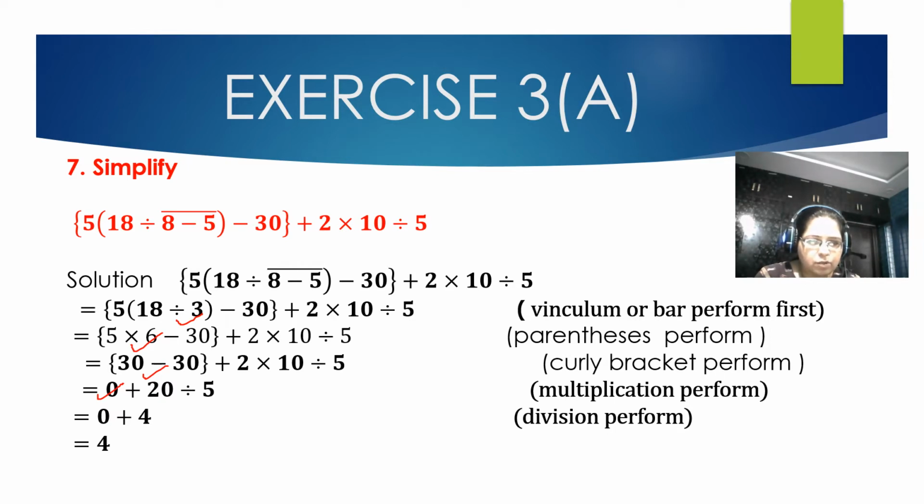Here multiplication and division both have equal priority, so equal priority operations are performed from left to right. So first the multiplication operation: 2 multiplied by 10 is 20. Then the division operation: 20 divided by 5 is 4. Then 0 plus 4, the addition operation, is 4. So the value of this expression is 4.